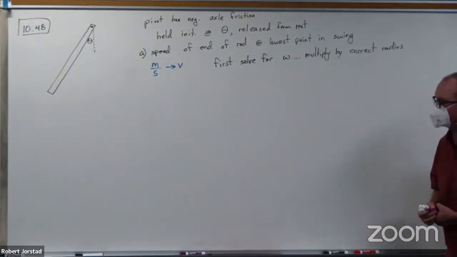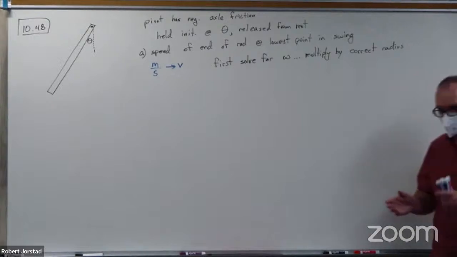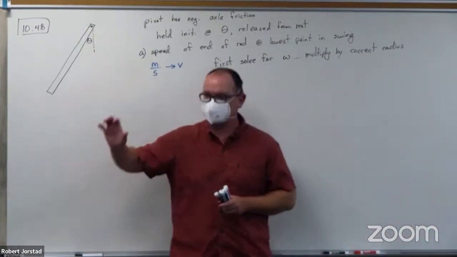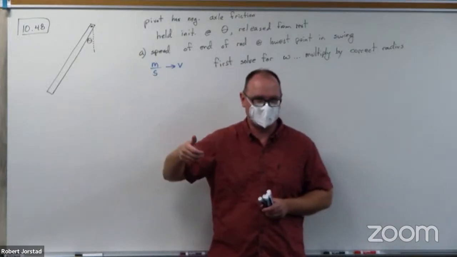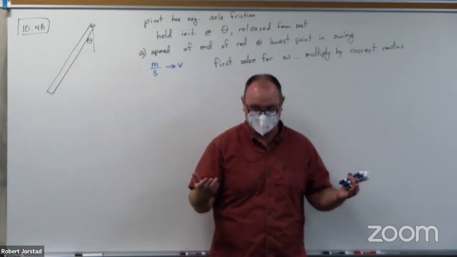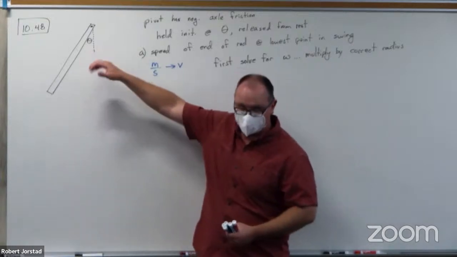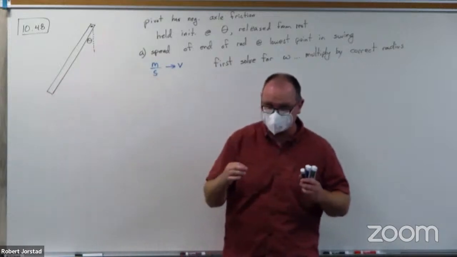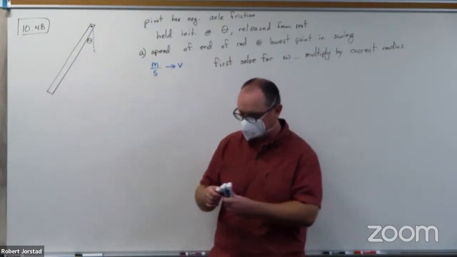That's kind of a practical thing. Why is that? Every point on the rod has a different speed. They have the same rotation rate, the same omega, but each point on the rod will have a different speed in meters per second.